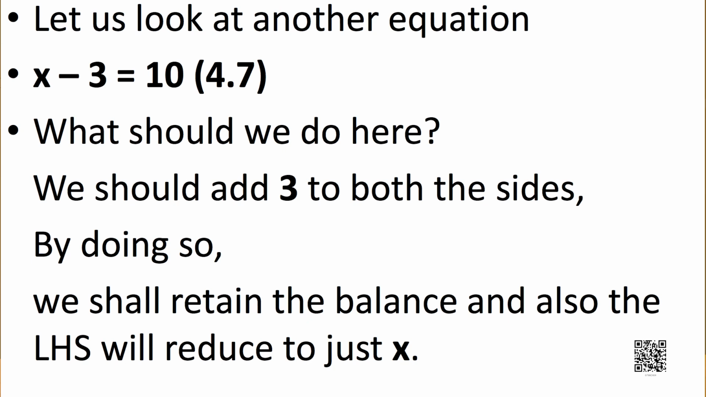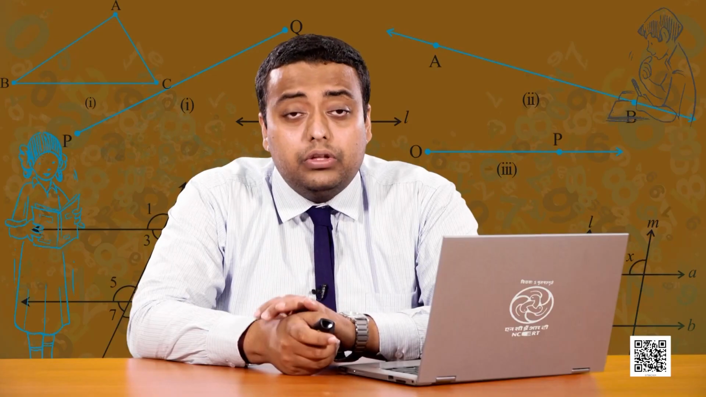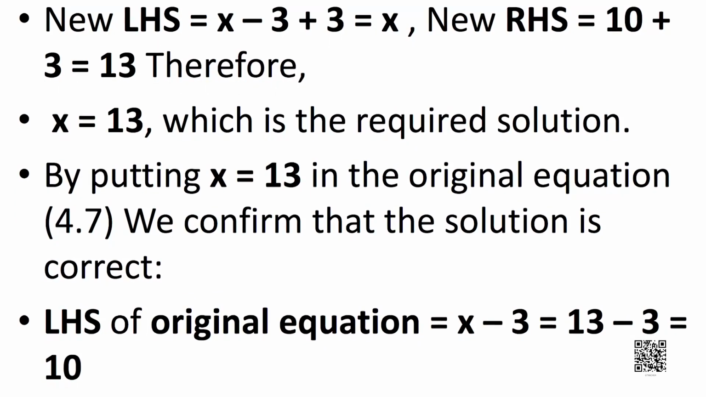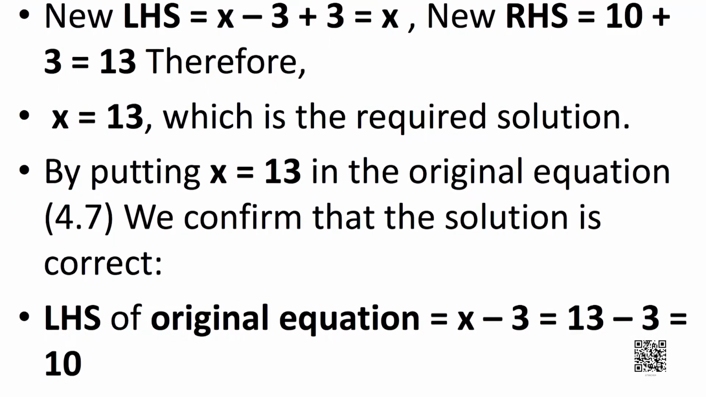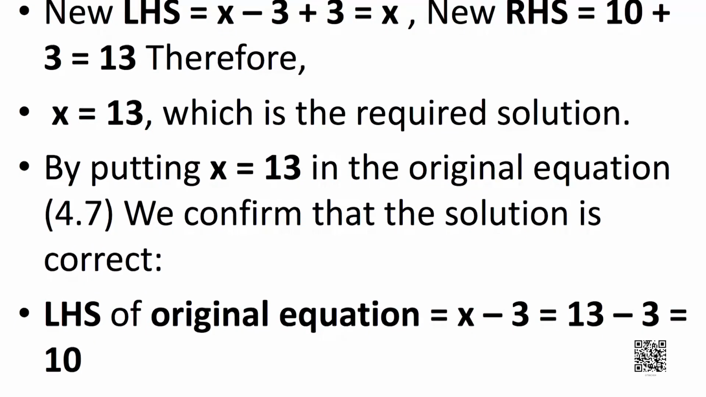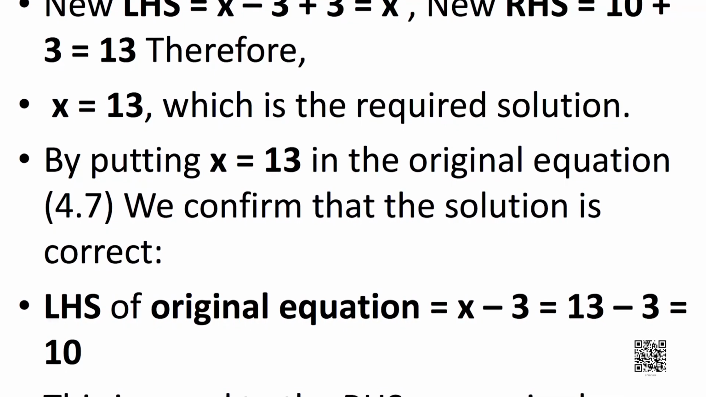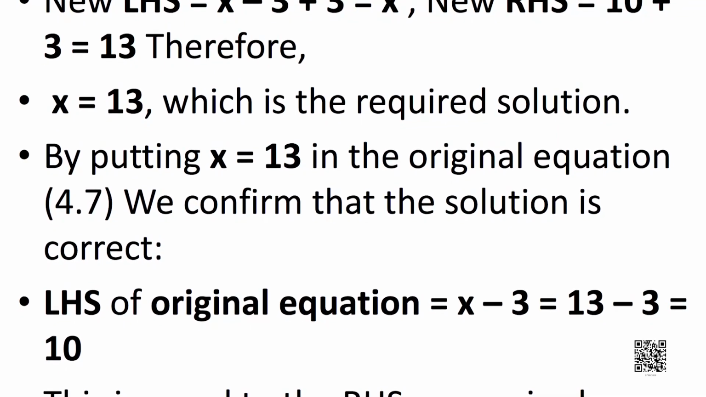What should we do here? We should add 3 to both the sides. By doing so, we shall retain the balance, and also the LHS will be reduced to just x. New LHS is equal to x, because minus 3 plus 3 is equal to x, and the new RHS will be 10 plus 3 is equal to 13. Therefore, x is equal to 13, which is the required solution.